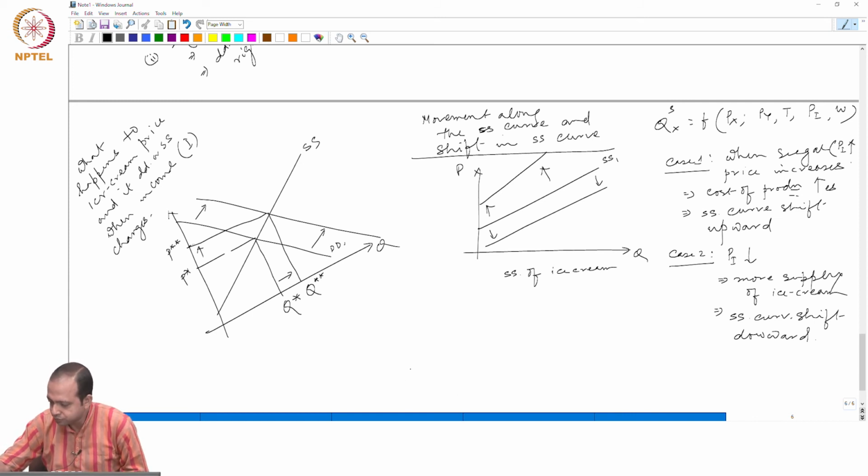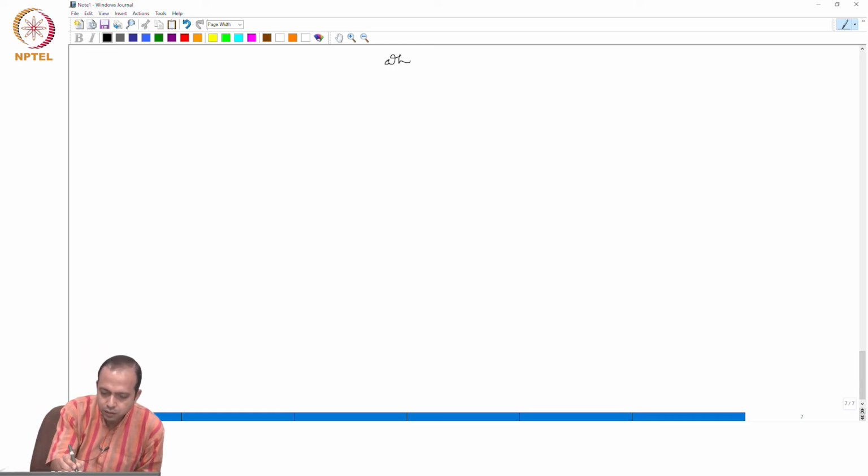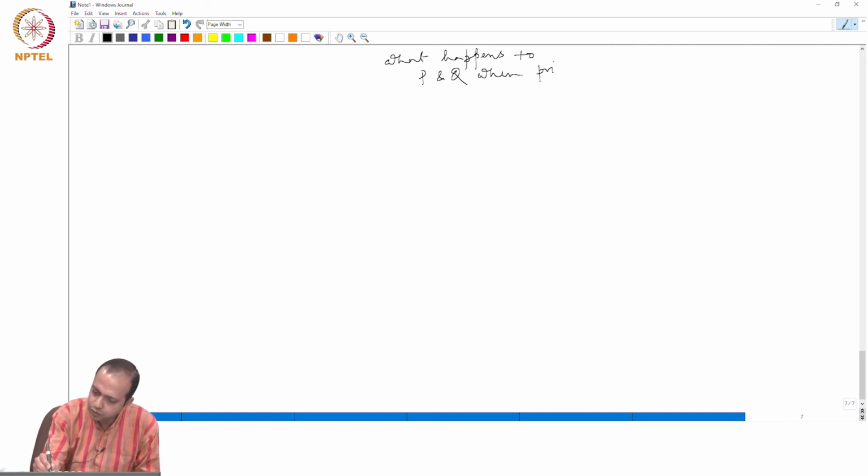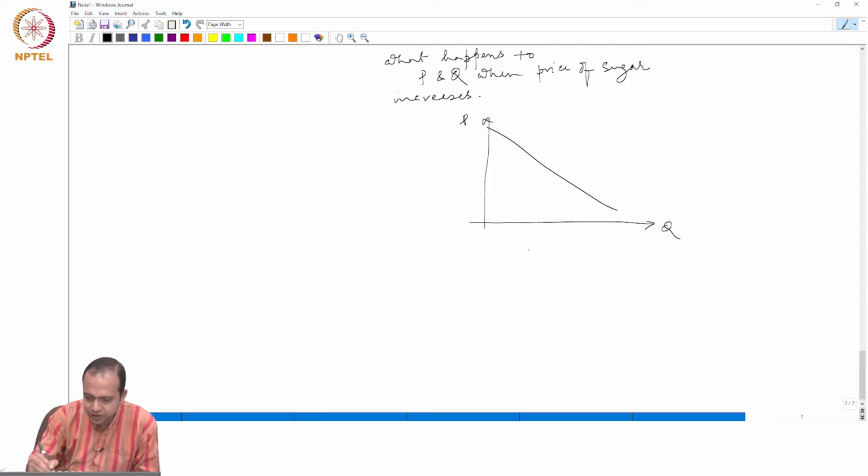Similarly, if we think about, let's say, what happens to demand, to price, let's say P and Q, I will write P and Q, when price of sugar increases. So, we are considering demand and supply of ice cream. Let us say initially this is the demand for ice cream and this is the supply of ice cream. This is initial price and quantity equilibrium.